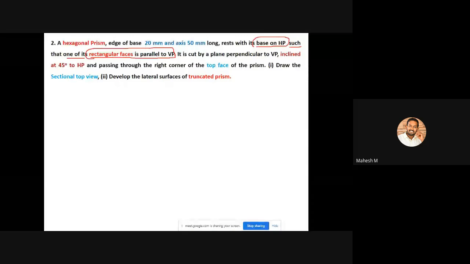So what kind of hexagon should we create for this problem? Whether corner hexagon or else edge hexagon. So look at this. Rectangular face is parallel to VP. So we'll be creating a reference line. So we know that the base is on HP. So the hexagon will be available exactly at the top view.